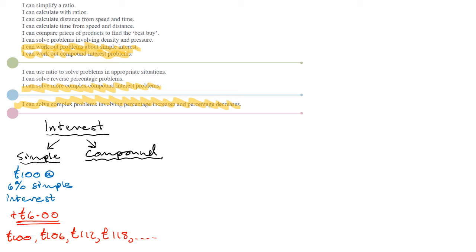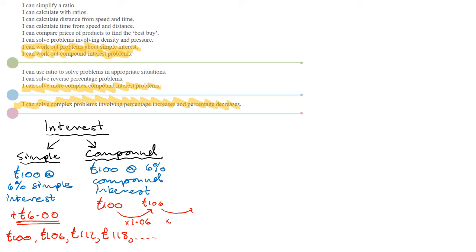With compound interest, we're going to be using multipliers. So if I had £100 invested at 6% compound interest, then what we do is we start with £100. Then to work out what I get in the next year, I times by 1.06. So that tells me I've got an increase of 6%. So if I do 100 times 1.06, I get £106. Same as with the simple interest, but then it changes.